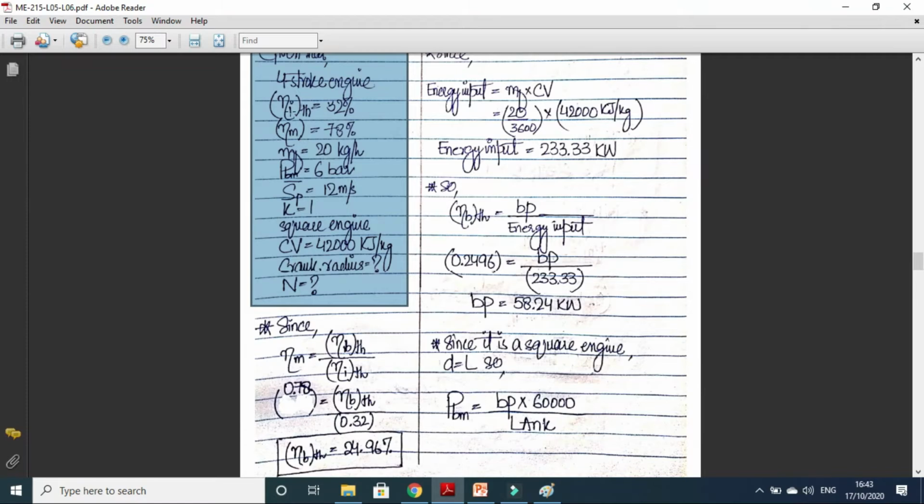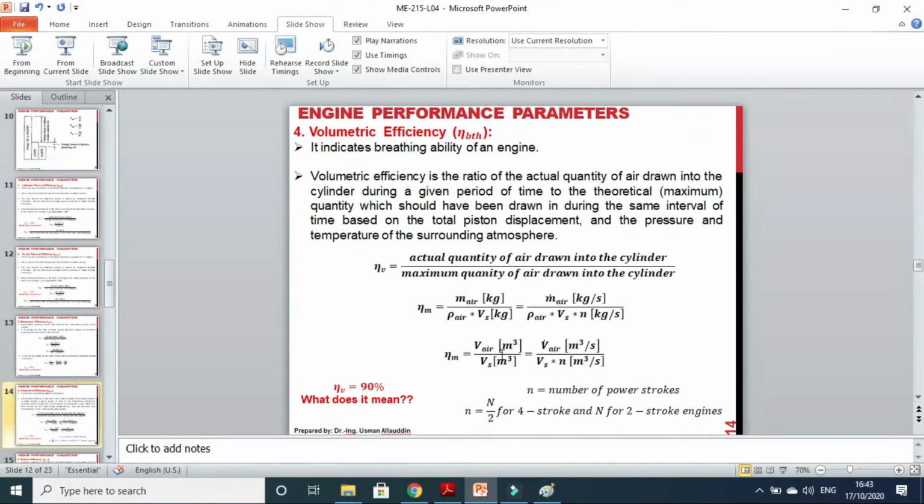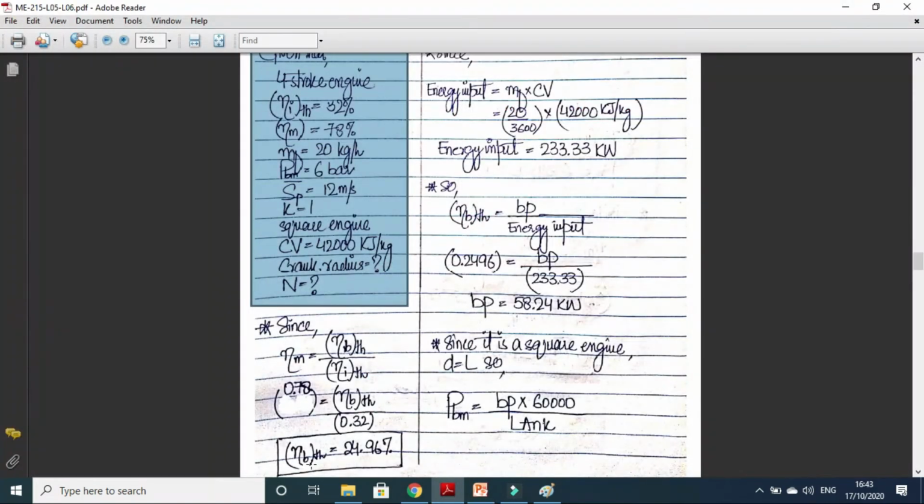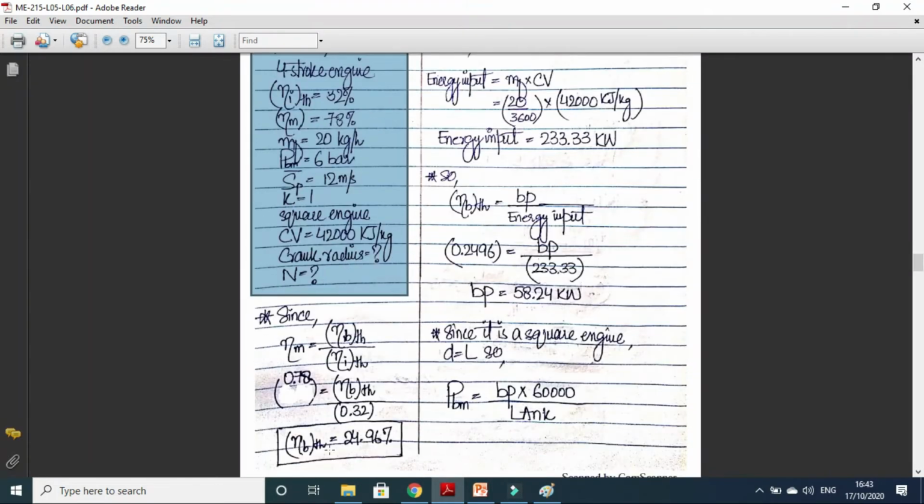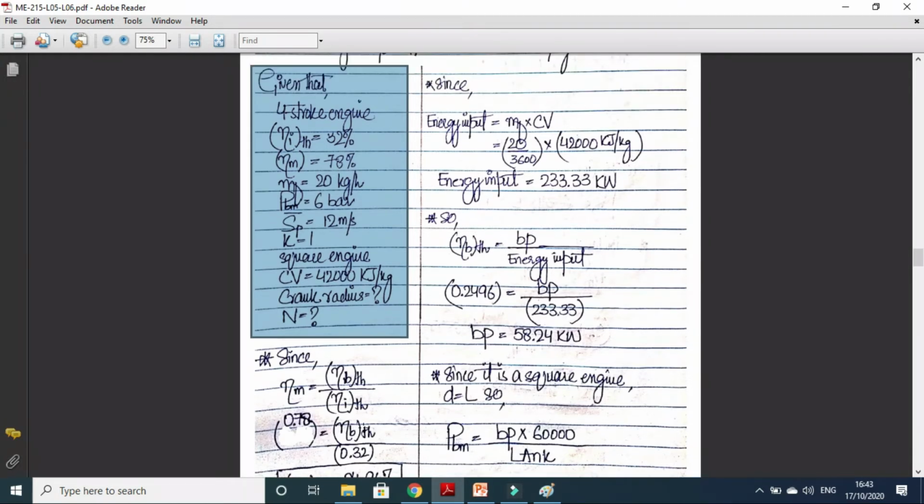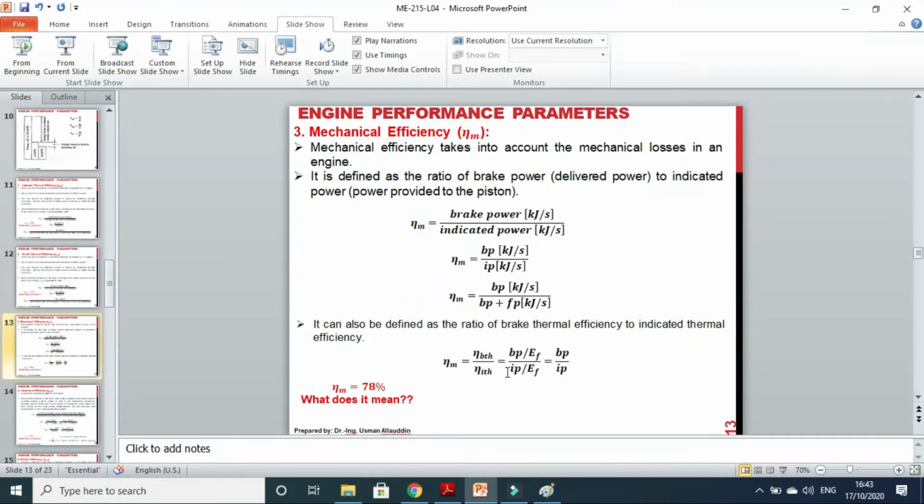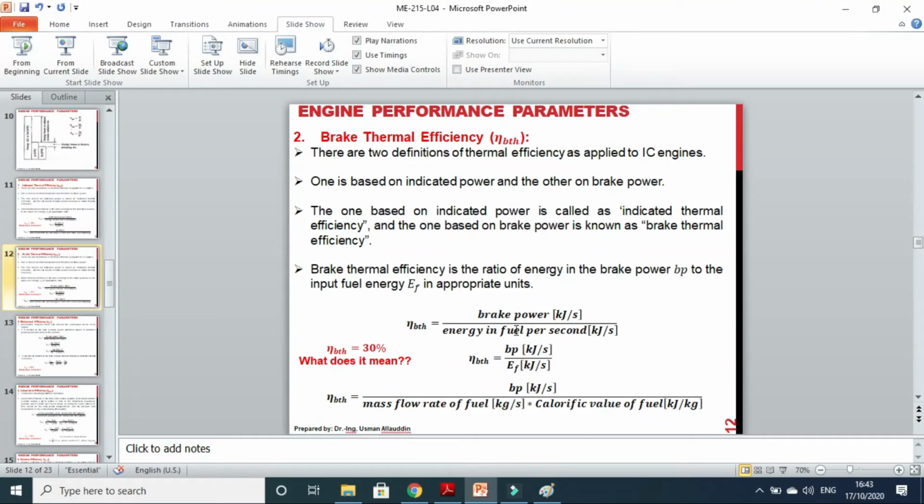So we can see that indicated thermal efficiency is given and mechanical efficiency is given, and we know that mechanical efficiency is equal to brake thermal efficiency divided by indicated thermal efficiency. So with this formula we can easily find the brake thermal efficiency. So brake thermal efficiency is coming out to be 24.96%. This is very easy. Now with the help of brake thermal efficiency we can find the brake power. So before calculating the brake power, because the formula for the brake thermal efficiency is brake power divided by E_F, let's find the energy of the fuel.